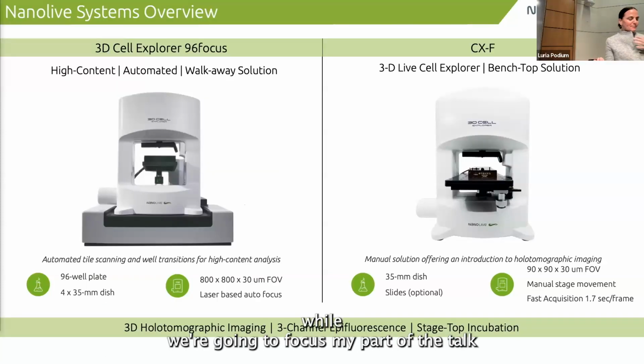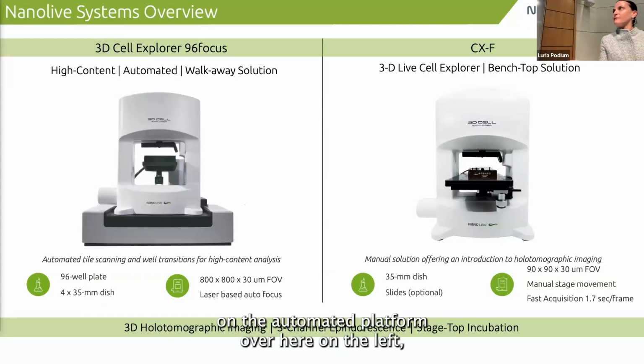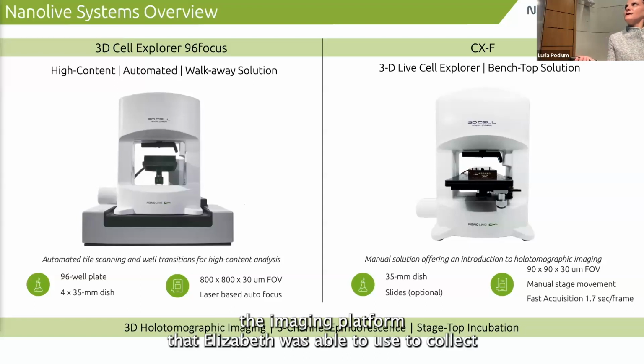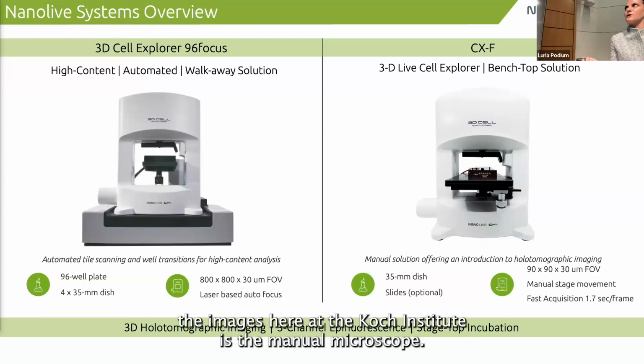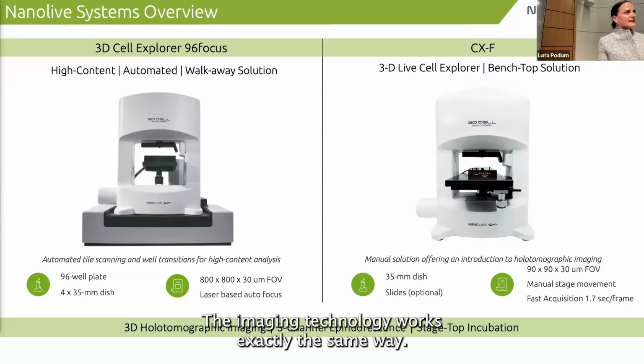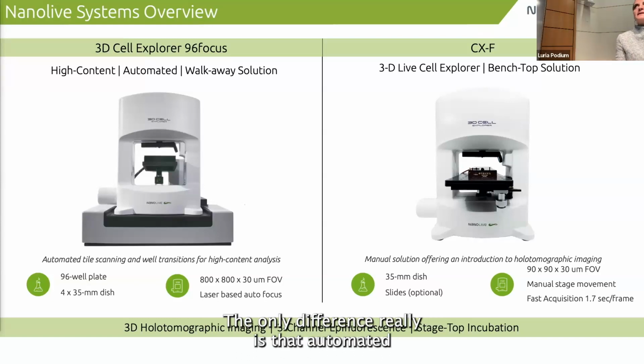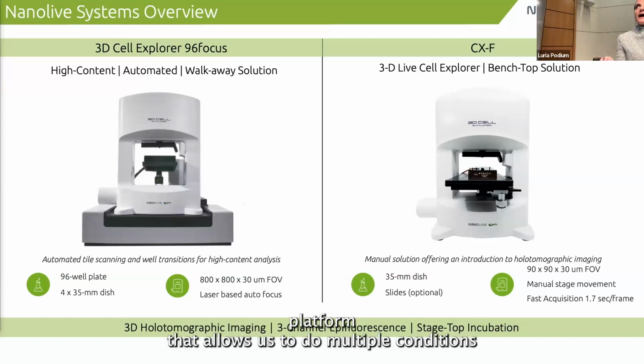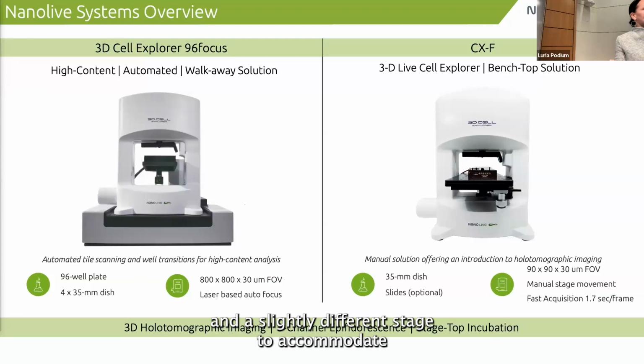We're going to focus my part of the talk on the automated platform over here on the left. The imaging platform that Elizabeth was able to use to collect the images here at the Koch Institute is the manual microscope. The imaging technology works exactly the same way. The only difference really is that automated platform that allows us to do multiple conditions and a slightly different stage to accommodate 4 dishes or a 96-well plate.